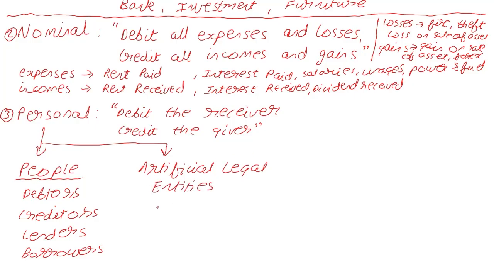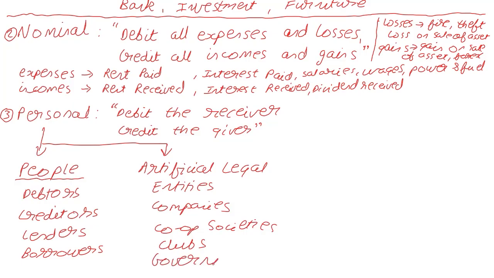Anyway, examples of these would be companies, cooperative societies, clubs. You can think about the government itself. The government at the end of the day is an artificial legal entity. There's no one person who's the government, it is an institution, multiple institutions. So I could actually argue that institutions themselves, educational, governmental, all of them will come under the category of artificial entities.